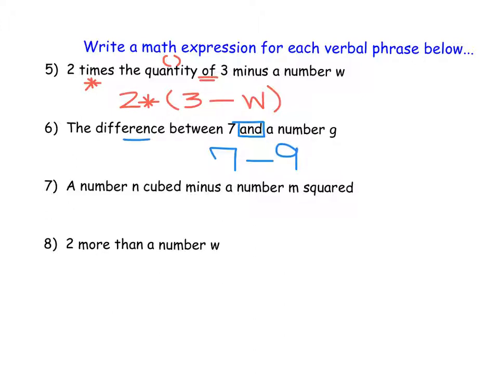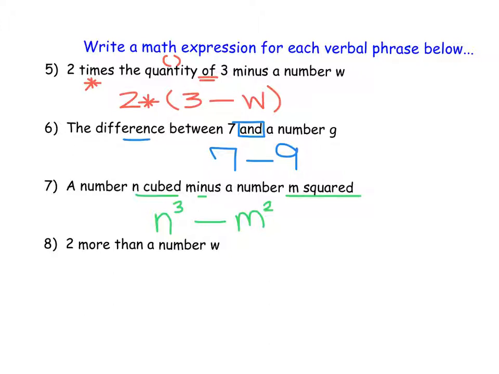The next one says a number n cubed minus a number m squared. So we have n cubed, minus is a subtraction sign, and m squared. Now remember, cubed is the third power, so we have n to the third power, minus m squared is a fancy way of saying second power.